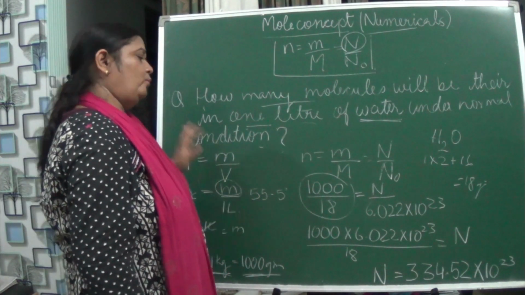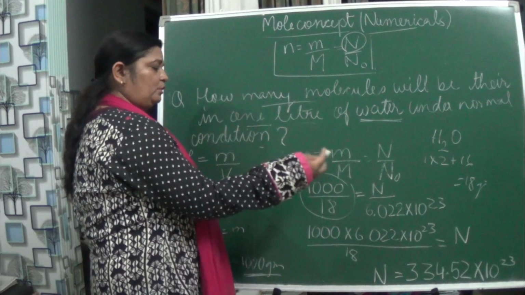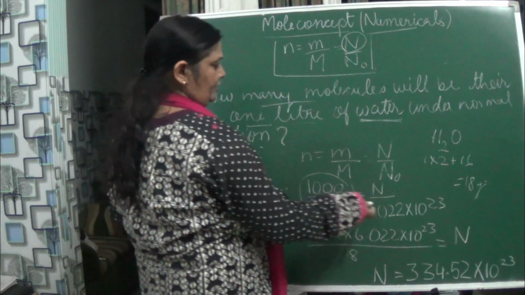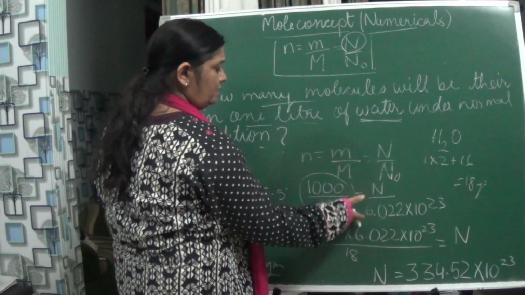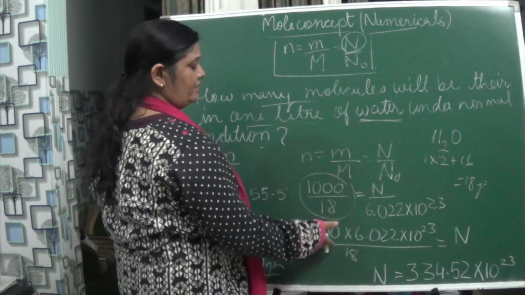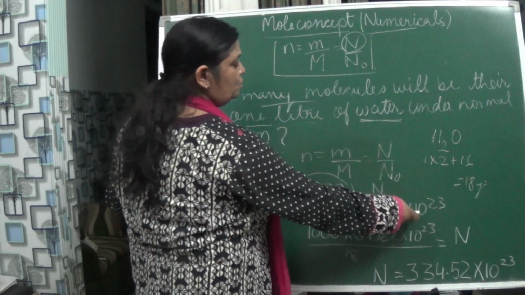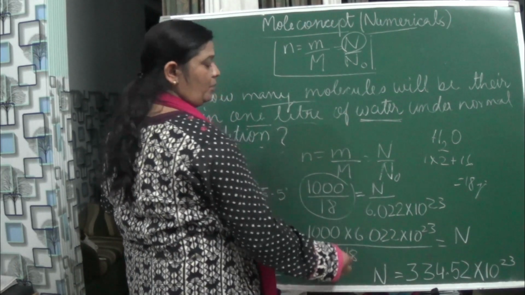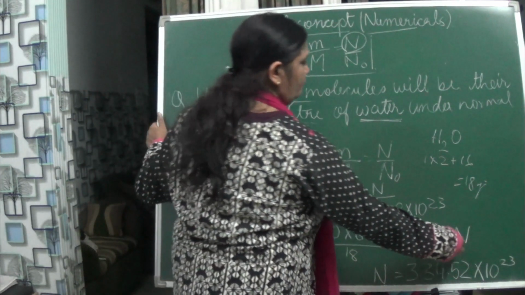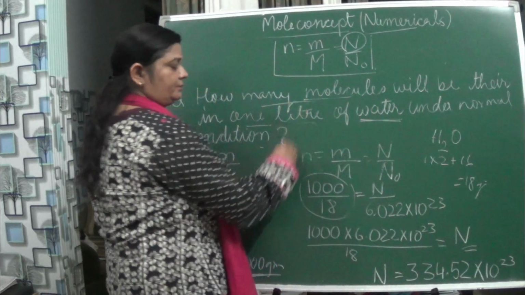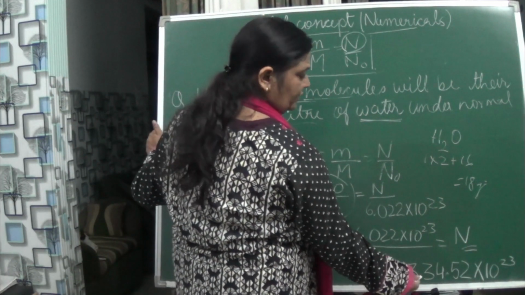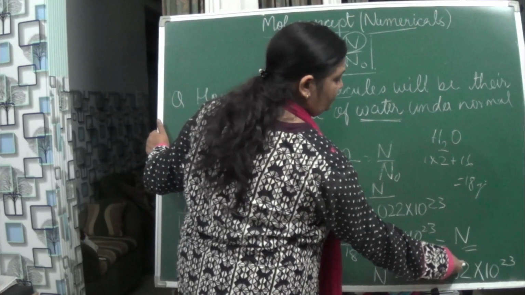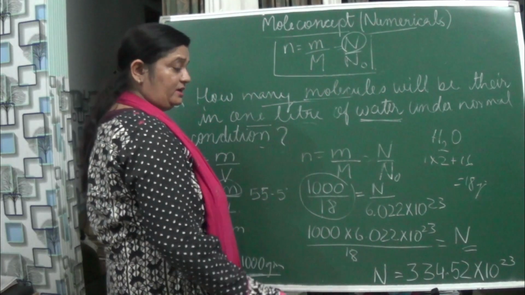Okay. One thing you can do. Either you do it in this manner, 55.55 into 6.022 into 10 to the power 23, or you can do it directly in this manner, 1000 into 6.022 into 10 to the power 23 upon 18. You will get the number of molecules. Okay, so how much will you get? After solving it, you will get 334.52 into 10 to the power 23.